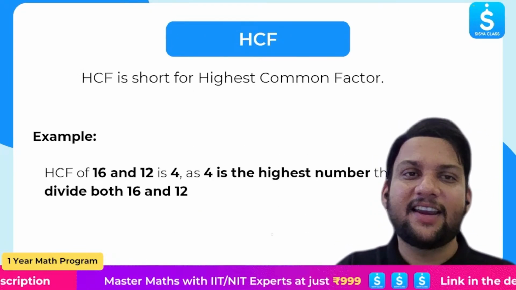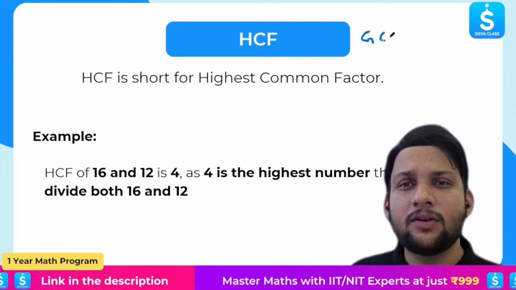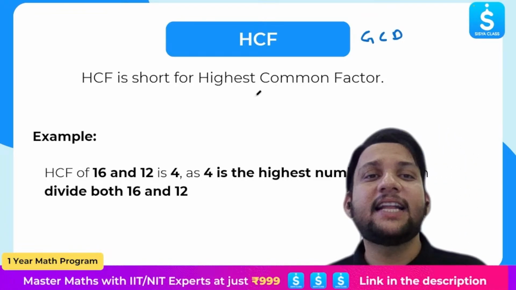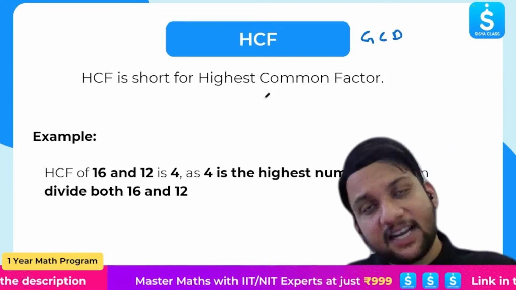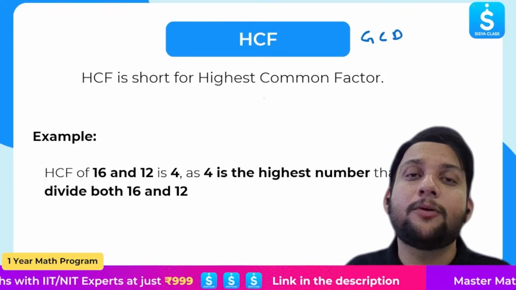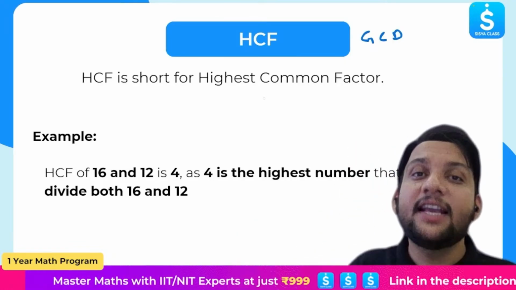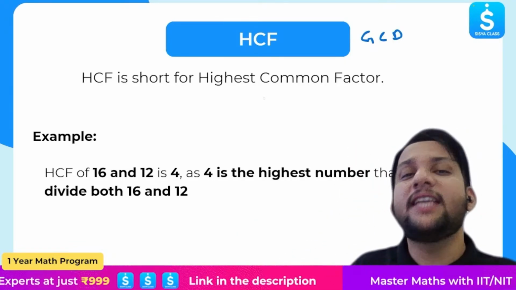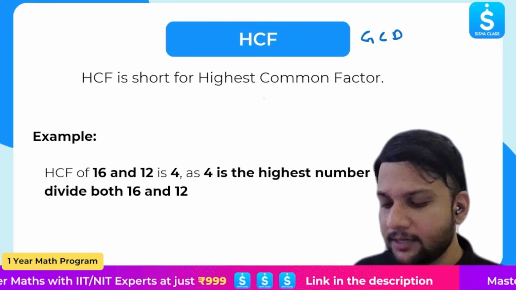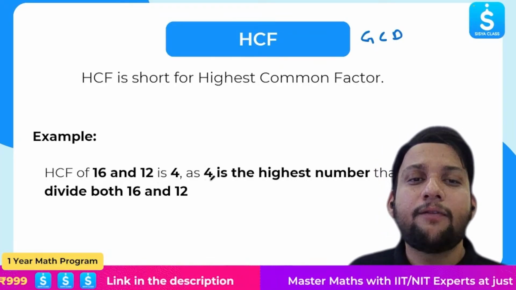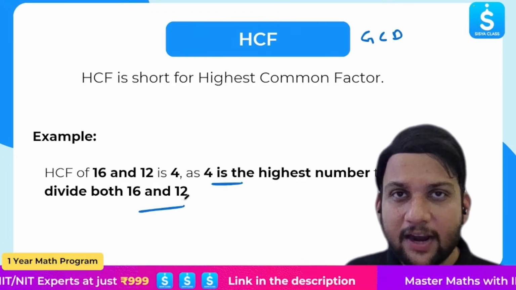Clear? Great. All right, let's move to HCF, or we call it GCD in some books. In NCERT, we call it HCF. It is short form for highest common factor. You remember with the strip question, we had two strips, 36 centimeter and 24 centimeter. We had to find the maximum length of the equal strips that can be cut from them, right? Now, suppose HCF of 16 and 12: 4 is the highest number that can divide both 16 and 12, right? You remember how to find the HCF?